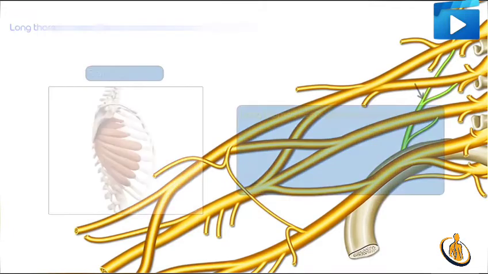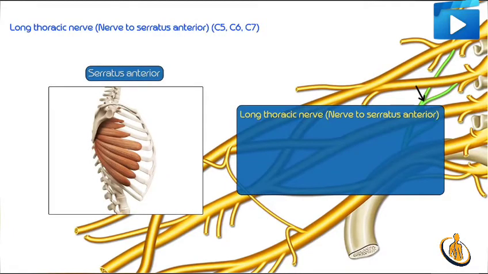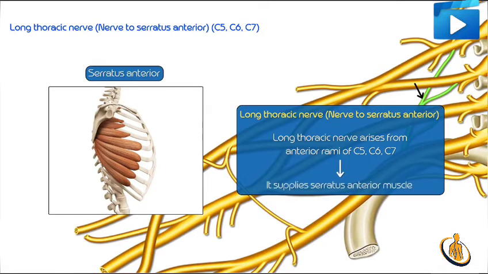And next is the long thoracic nerve, which is also called the nerve to serratus anterior. The long thoracic nerve arises from the anterior rami of C5, C6 as well as C7, right? It supplies the serratus anterior muscle by passing through the axillary inlet, down the medial wall of the axilla, and is mainly responsible for overhead abduction of the arm.